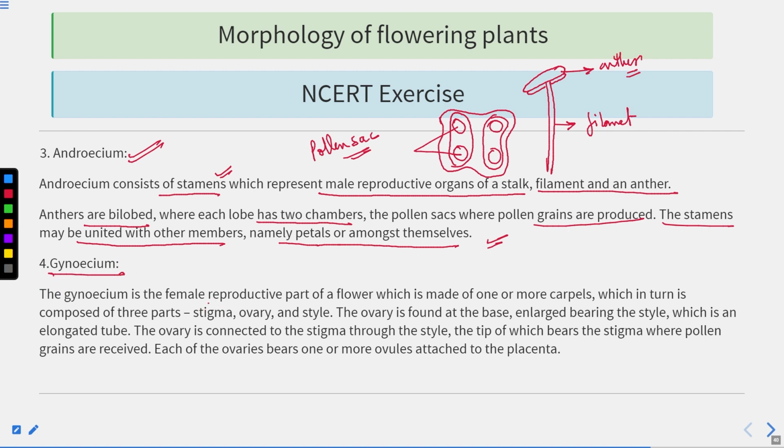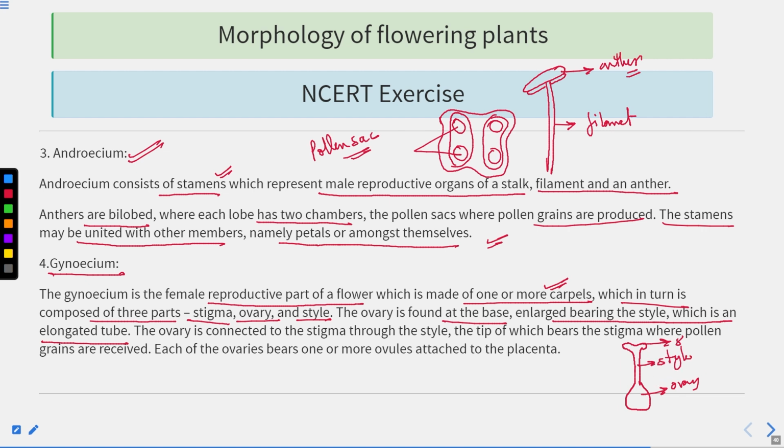Next is the gynoecium. The gynoecium is the female reproductive part of the flower, which is made up of one or more carpels. Sometimes one carpel, sometimes many carpels united together. Each carpel is composed of 3 parts: stigma, ovary, and style. The ovary is found at the base, enlarged, bearing the style, which is an elongated tube. Here you can see the stigma part. This is the elongated tube-like structure, lower it goes and forms a basal bulbous part called the ovary. This is the ovary. This is the style.